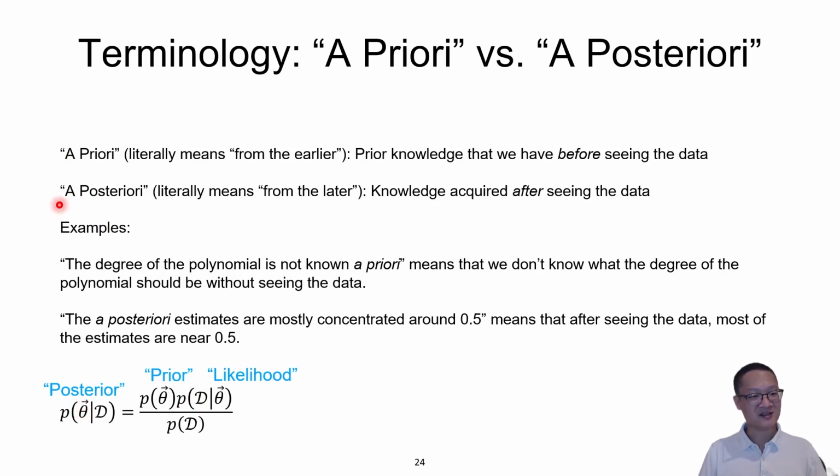Some examples of using these words, you will see these in papers as well. Not just papers, even in everyday English, you will see these words. For example, the degree of the polynomial is not known a priori. That means that we don't know what the degree of the polynomial should be before we see the data. Another example, the a posteriori estimates are mostly concentrated around 0.5. What that means is that after seeing the data, most of the estimates are near 0.5.